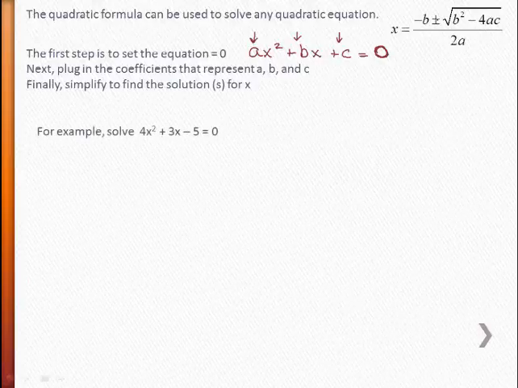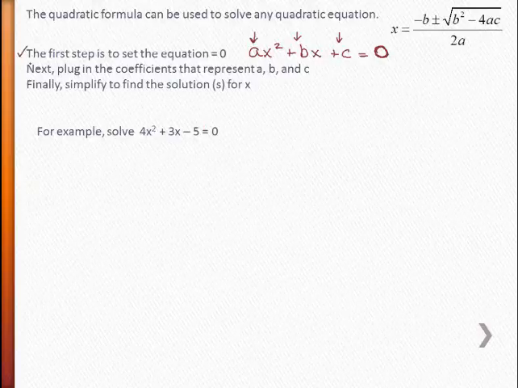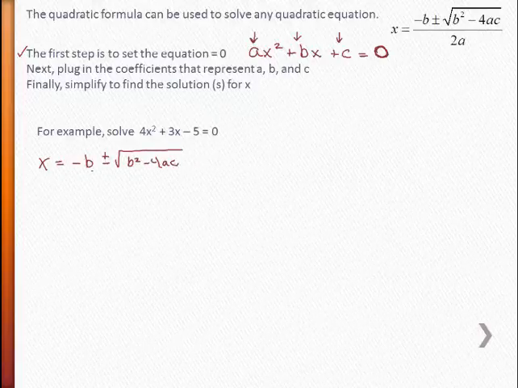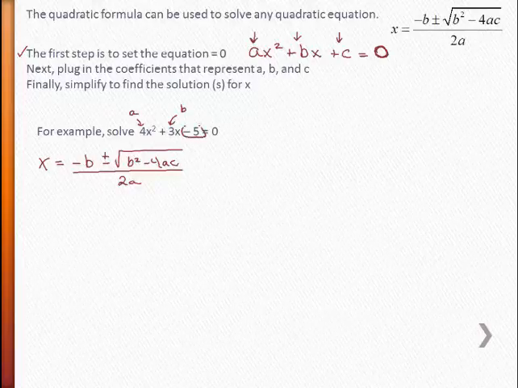So for example, we're going to solve 4x squared plus 3x minus 5 equals 0. Now this is already set to 0, so that part's done. We don't have to worry about that. So now the next thing we're going to do is we're going to take our quadratic formula and we're going to plug in 4 for a, 3 for b, and negative 5 for c. Don't forget that if there's a negative, you need to bring that with you.